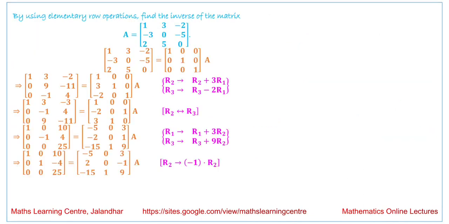Next we have this 3 cross 3 matrix, and we have to find the inverse of this matrix by using the elementary row operations.